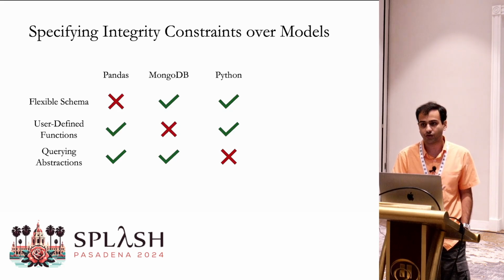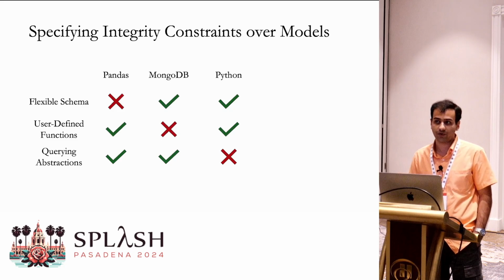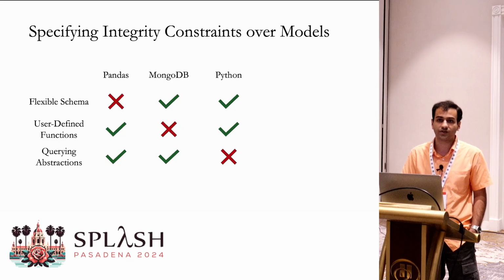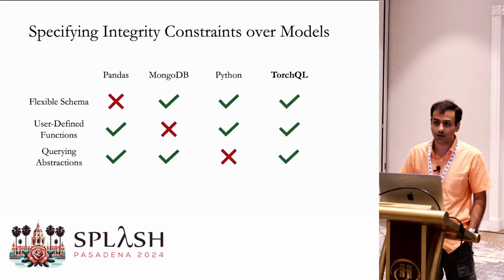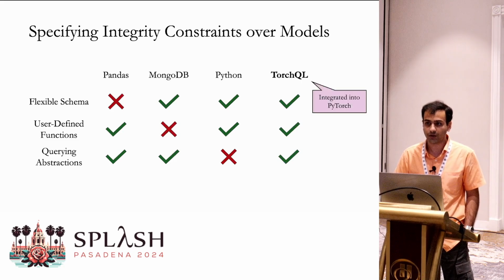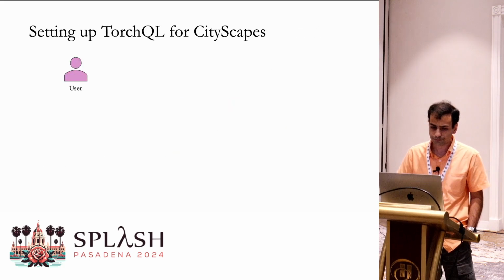So Pandas does not have a flexible schema. It only supports numbers and strings. MongoDB does not let you define user-defined functions. And Python, you need to basically implement the entire thing in Python from scratch. And so we proposed TorchQL, which is a querying framework that is integrated into PyTorch that lets you write queries as modules within your machine learning pipeline that you can just plug in and evaluate models over.